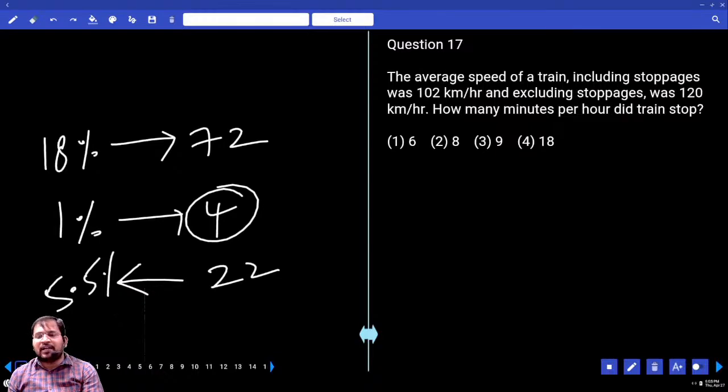The average speed of a train including stoppages was 102 km per hour, excluding stoppages 120 km per hour. How many minutes per hour does the train stop? Excluding stoppages is nothing but a super fast express, without stoppages, like Vande Bharat. Do you know Vande Bharat? And including stoppages is nothing but a passenger train. You know passenger train, right? But both are traveling the same distance only.